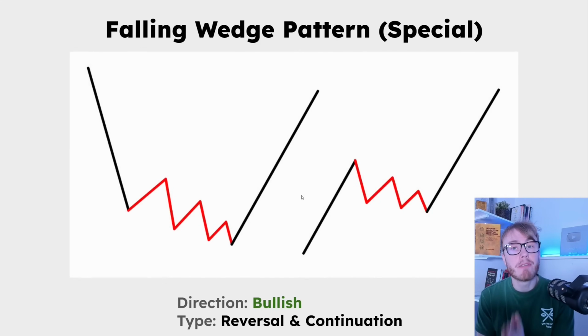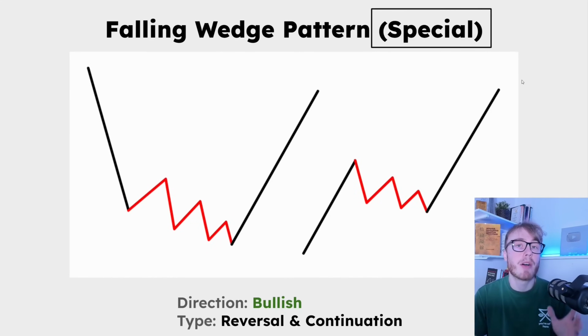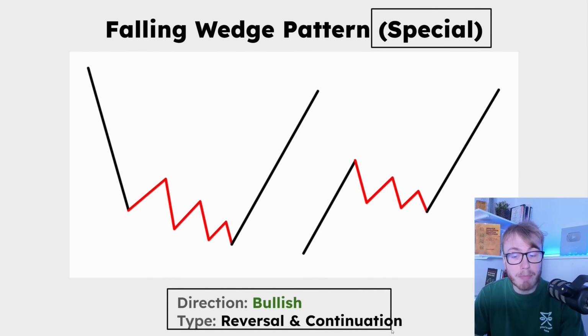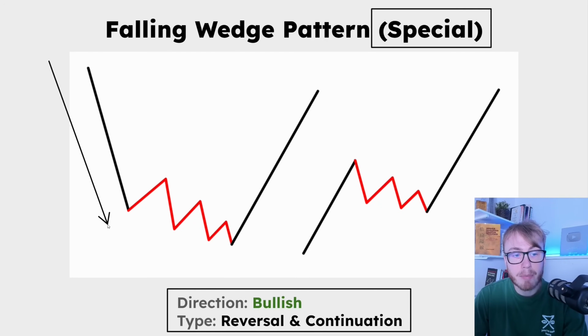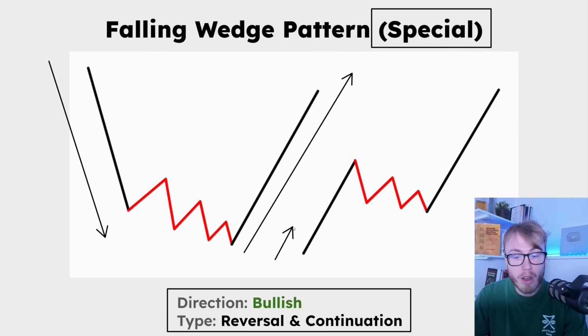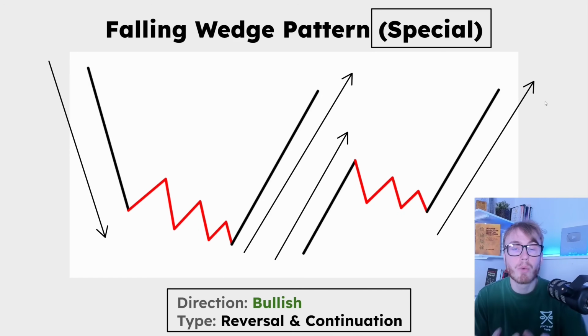We have the falling wedge pattern. And this is actually a special type of pattern. Why? Well, as you can see, this pattern can act both as a reversal, but also as a continuation pattern. And the direction here is bullish. So the pattern can appear after a downtrend and reverse the price to the upside, but the pattern can also appear after an uptrend and continue the price towards the upside.